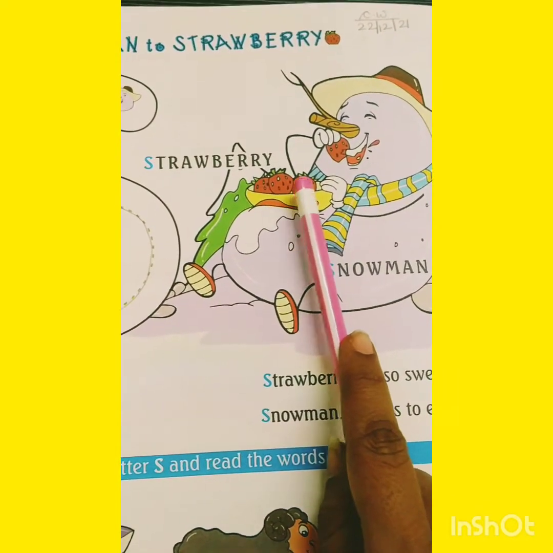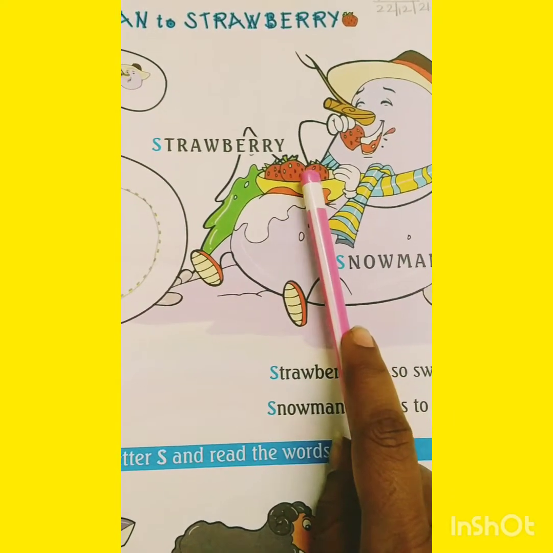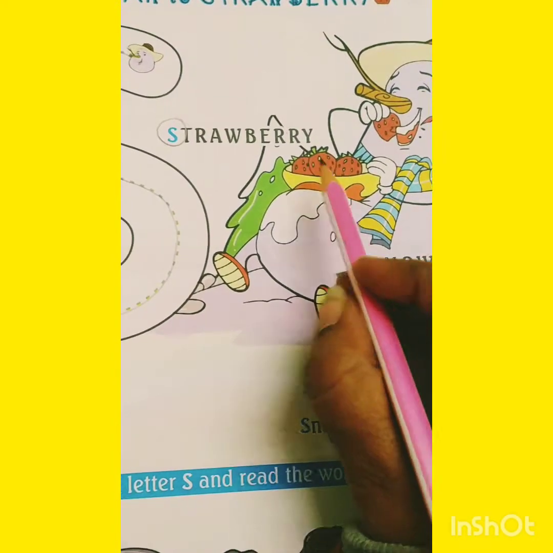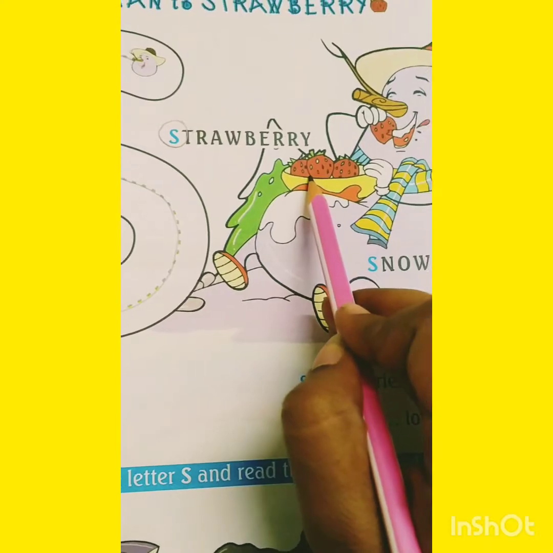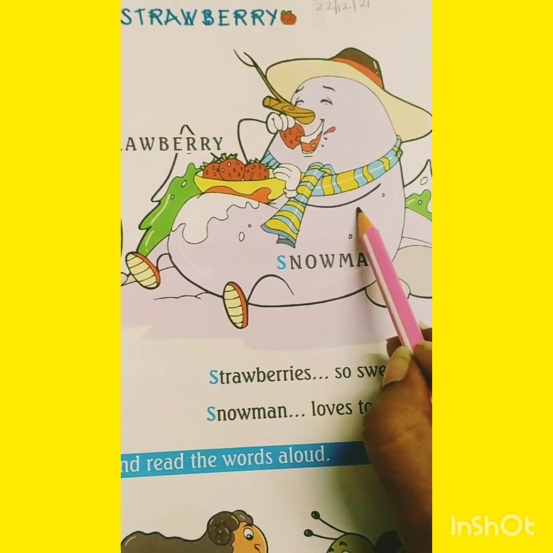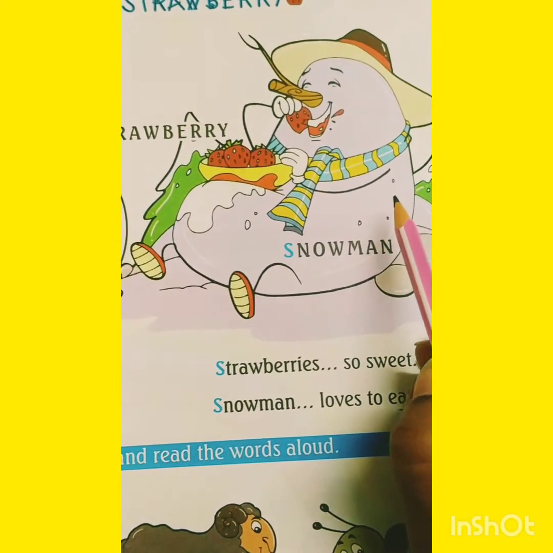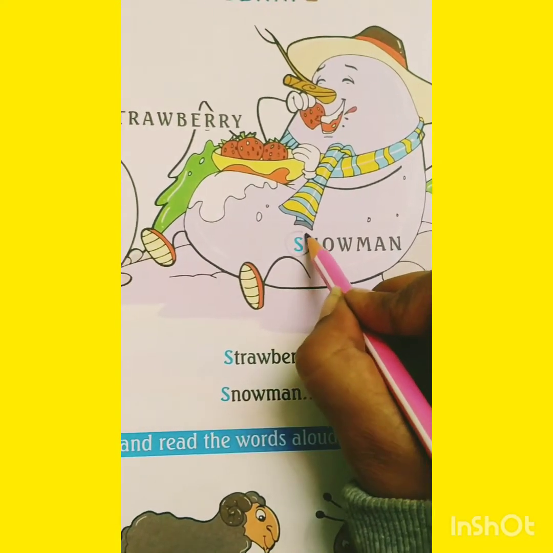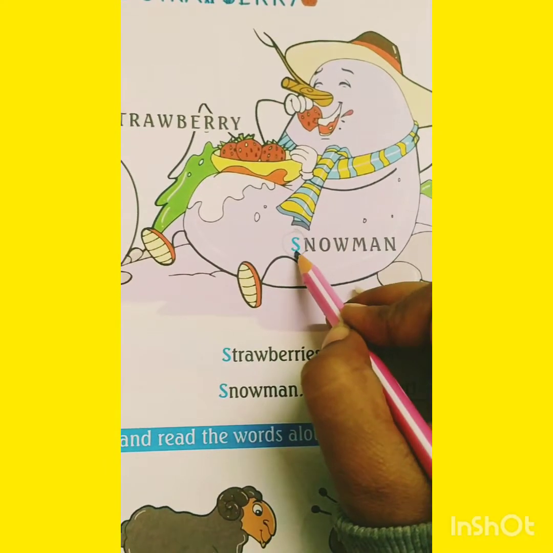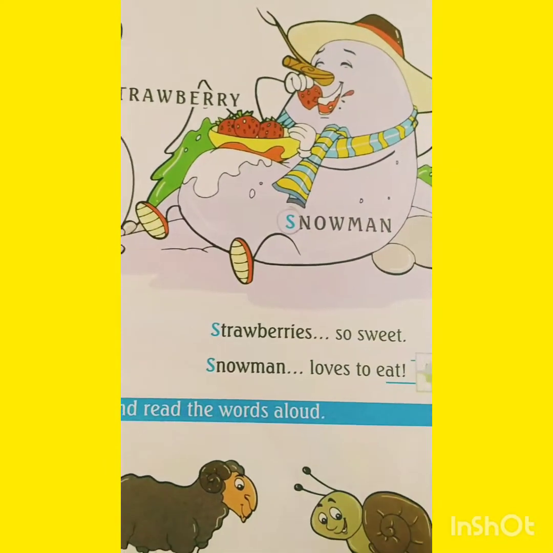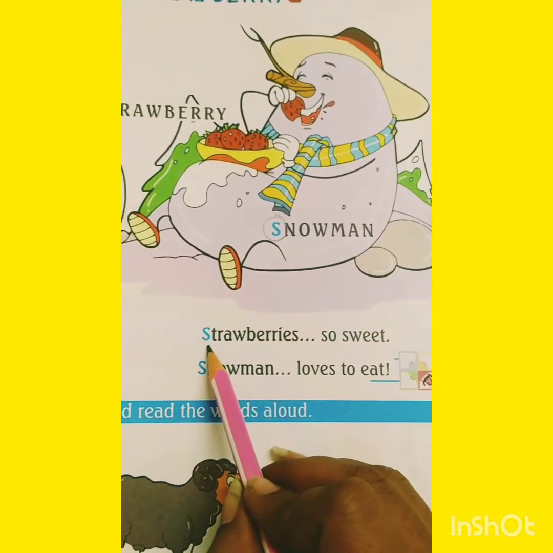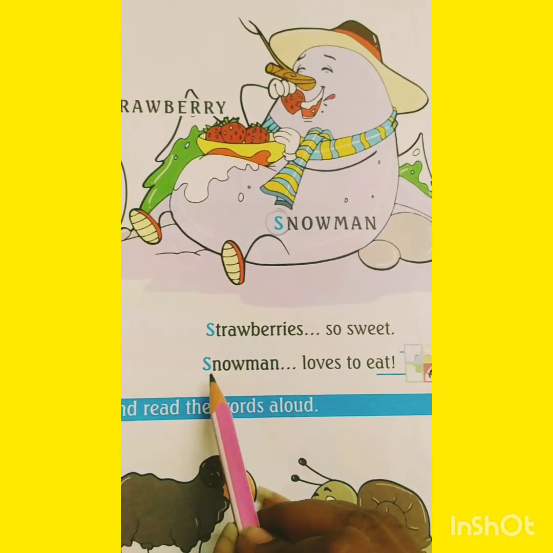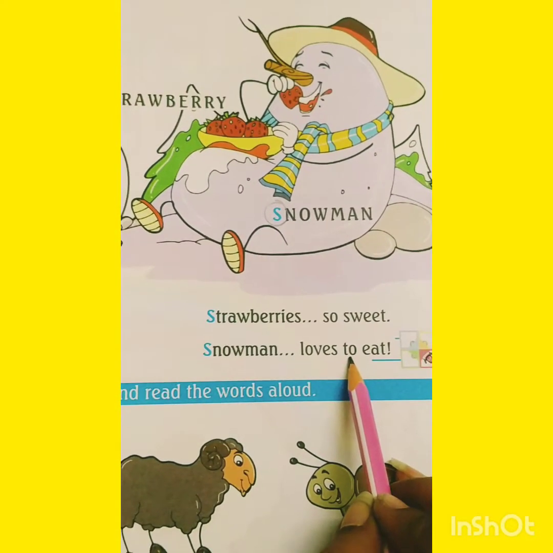What is this? Which fruit is this? Yes kids, this is S for strawberry. S for strawberry. Now what is this? Yes, it's a snowman. So this is S for snowman. S for snowman. So kids, look here. S for strawberry, so sweet. And S for snowman, loves to eat.